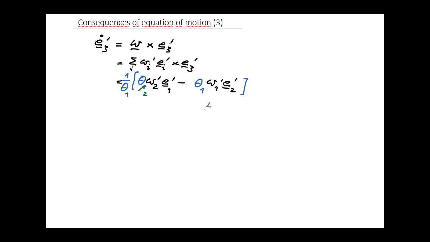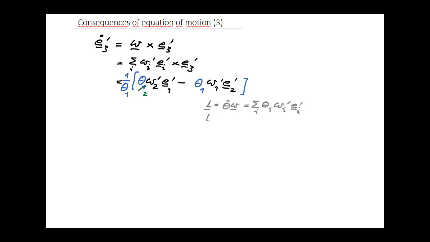Consider the angular momentum L. This is related to the angular velocity via the moment of inertia. So it's the operator theta acting on the angular velocity. In components, we've done this several times before. This is the sum over i, theta i eigenvalue, omega i primed, basis vector e i primed.